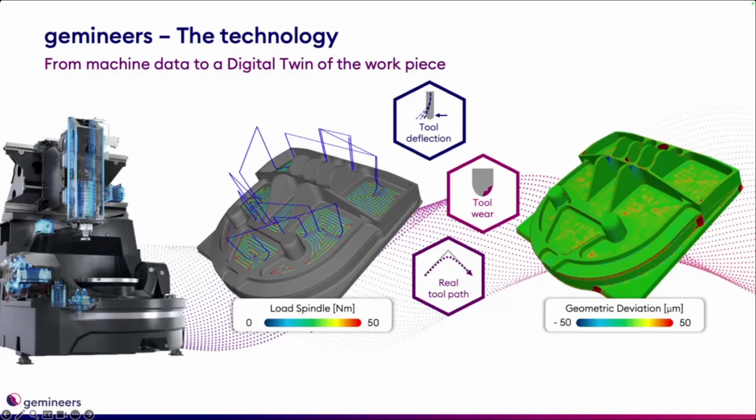Here's an example of how it does work. You see the spindle load displayed here, and using this information we can also calculate tool deflection. We look into tool wear and also the real tool path, what the post processor did at the end with this part. Then we create this digital twin, compare it to the nominal, and then we have this nice color map here. And everything is done automatically. You just need to put in the geometries, the raw part, finish part, and the tool information, connect the machine, and then you're good to go.